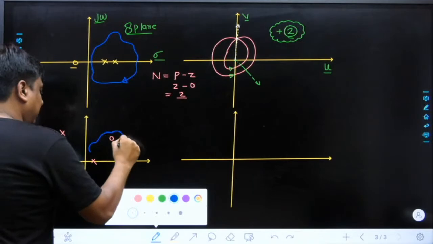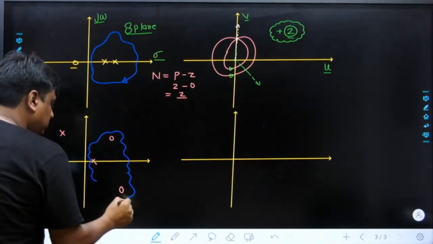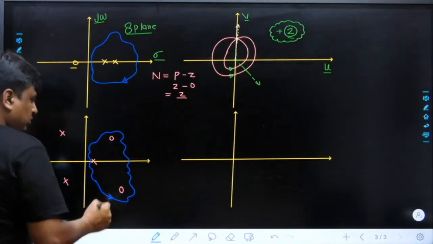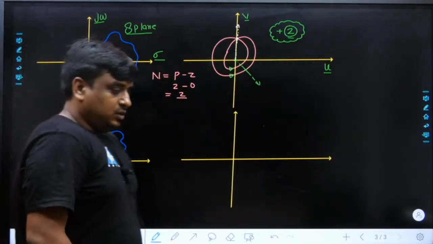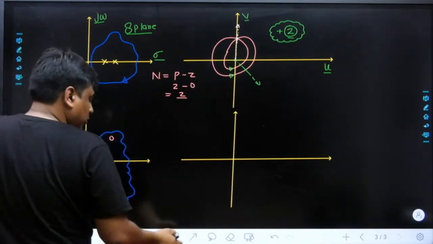It had been encircling 2 zeros as well as 1 pole. Sort of this. Agreed? Now, what had been happening over here? The same formula we are going to use over here.